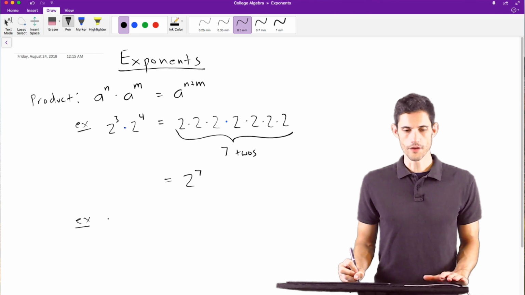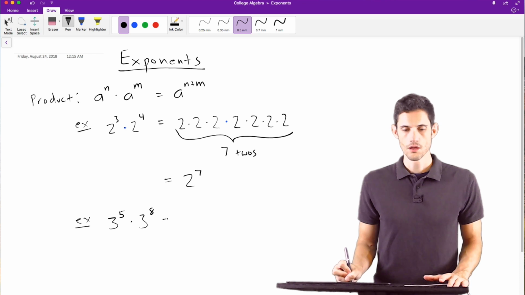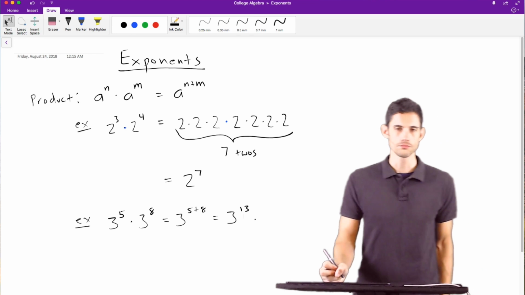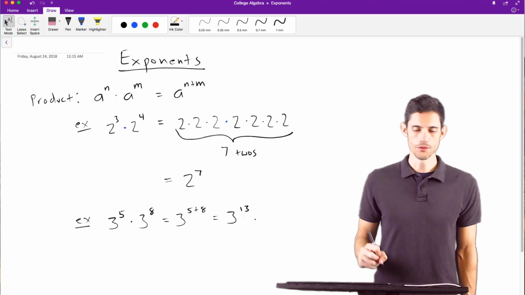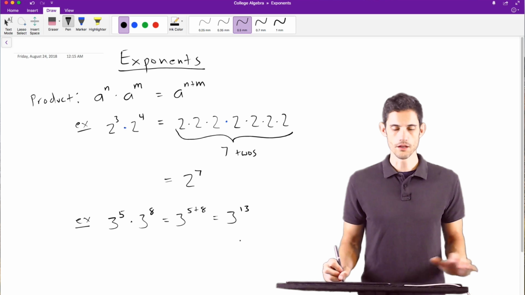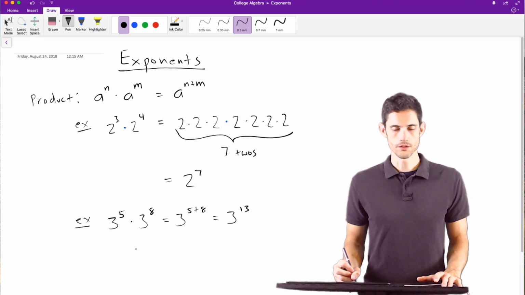So for example, if I have the number 3 raised to the power 5 times the number 3 raised to the power 8, I just add them together. This is 5 plus 8 as an exponent, which is 13. So that's 3 to the power 13. As a math teacher, I would want to see your answer 3 to the power 13 and not whatever number that is if you use a calculator.